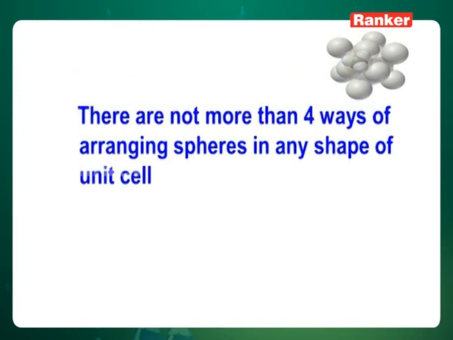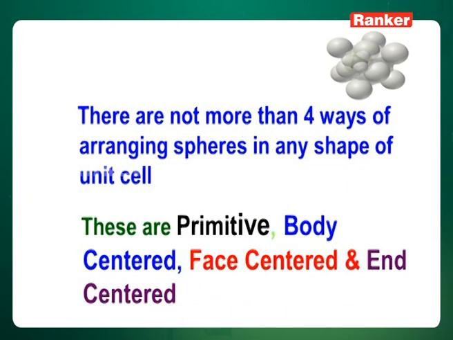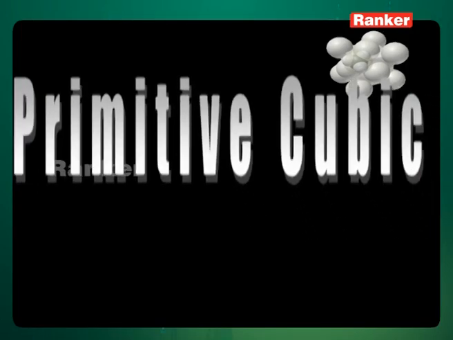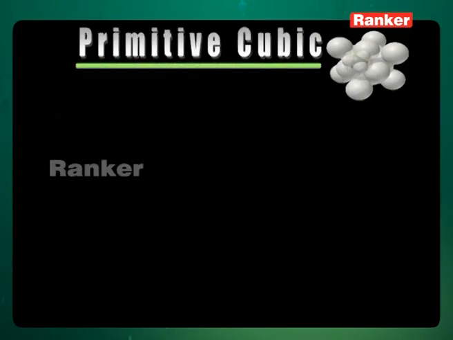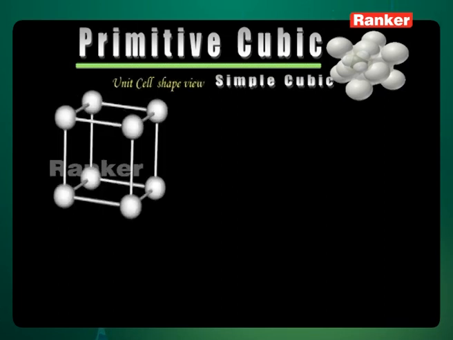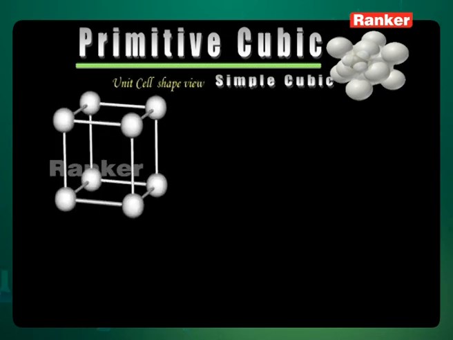And as I told, there are 4 possible ways of arranging atoms in any unit cell. There are not more than 4 ways. What are the 4 ways then? The primitive, as I already told, face center, body center and edge center, right. Then what is primitive cube? So this is what a primitive cube is.